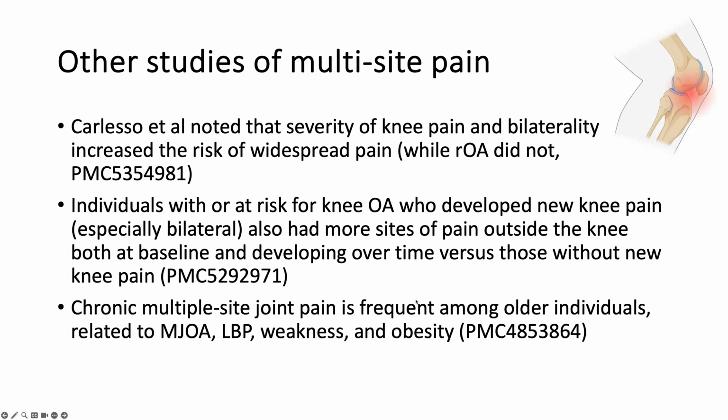And chronic multiple joint pain, regardless of whether there's OA or whatever, is quite frequent among older individuals in general. Many of them do have multi-joint OA, but some have low back pain, weakness, obesity, other comorbid conditions that are associated with their chronic multiple site pain.